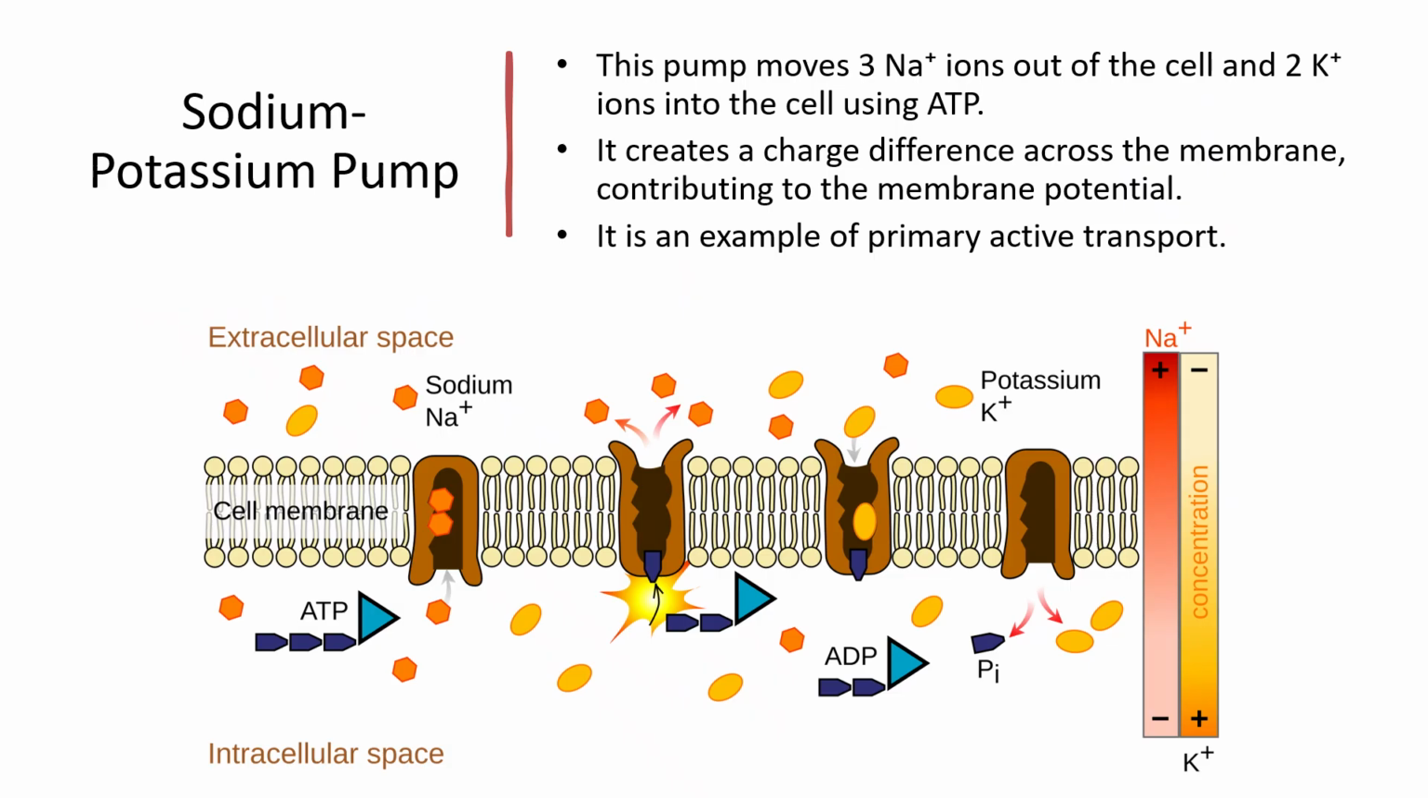The sodium-potassium pump is a cornerstone of active transport. It uses energy from ATP to move 3 sodium ions out of the cell and 2 potassium ions in. This process maintains a membrane potential, which is essential for electrical signaling in neurons and muscle cells. It's one of the clearest examples of primary active transport.